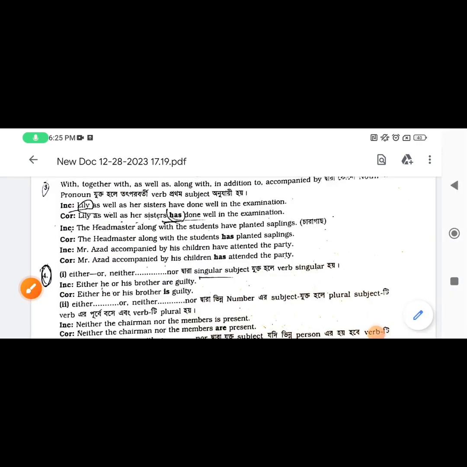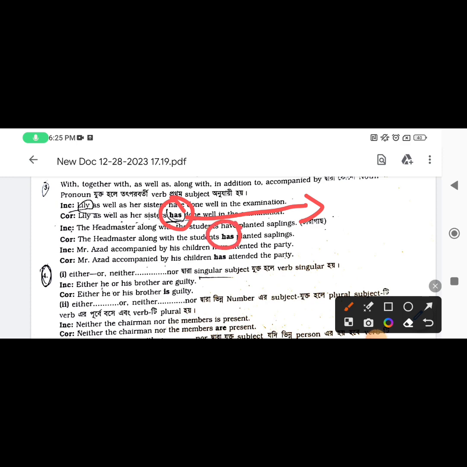So in rule 3, we can see that there are with, together with, as well as, along with, in addition to, accompanied by. So if you see with, together with in a sentence, you can confidently say that there will be a singular subject in the sentence.